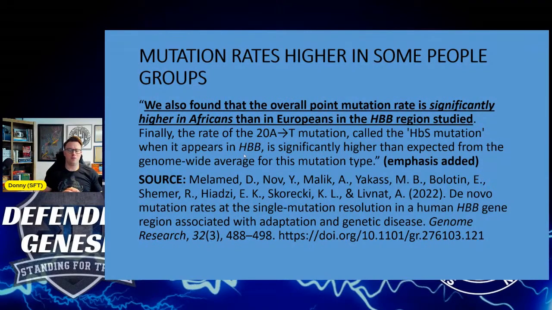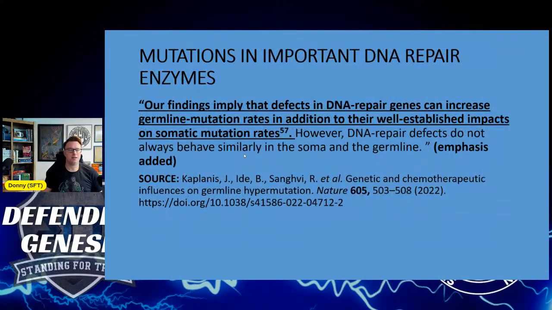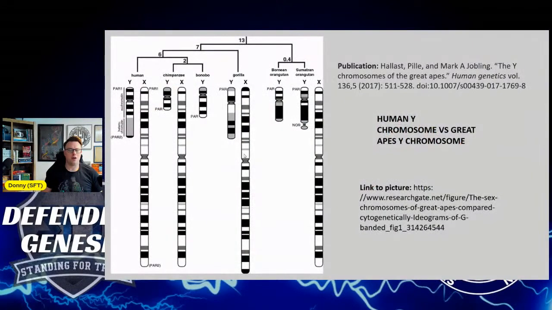And so the overall point mutation rate is significantly higher in Africans than in Europeans in the specific region studied, the HBB region. So again, all of these factors considered, we have secular papers that are confirming that these things occur. This is empirical data, essentially refuting the basic assumptions that go behind the out of Africa model. Okay, so here we go.